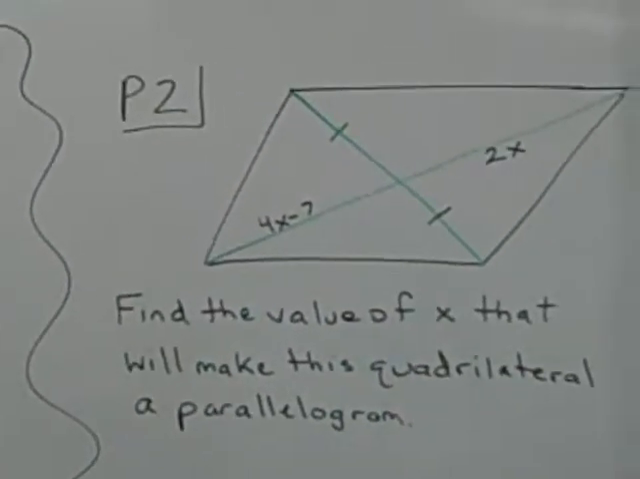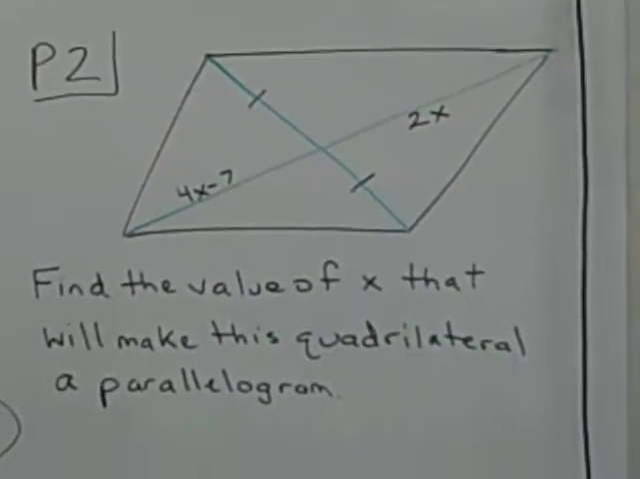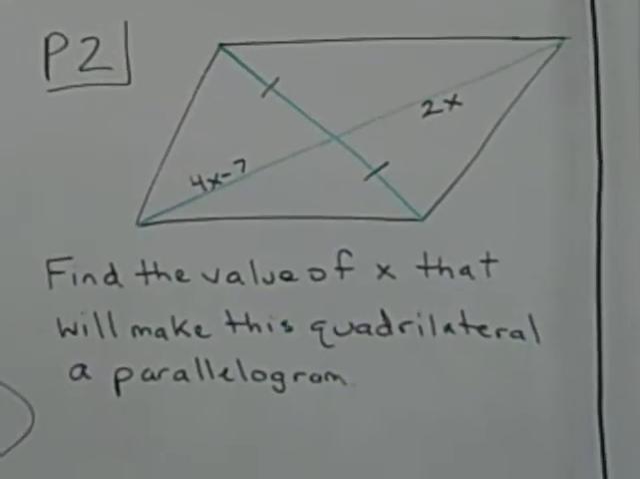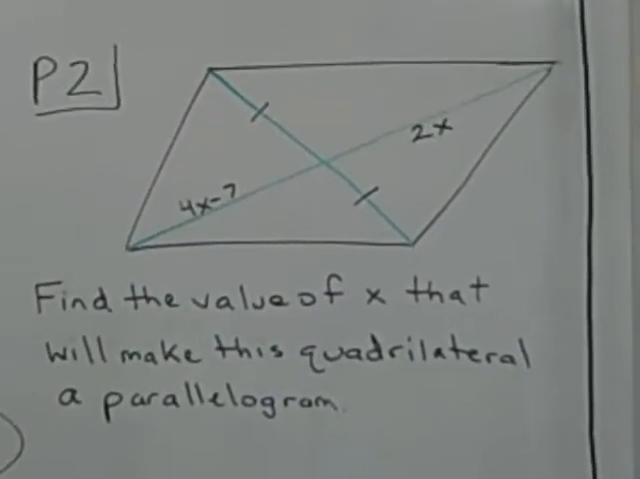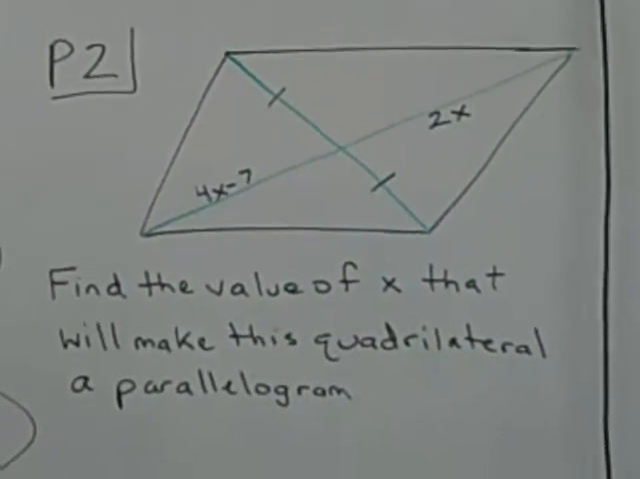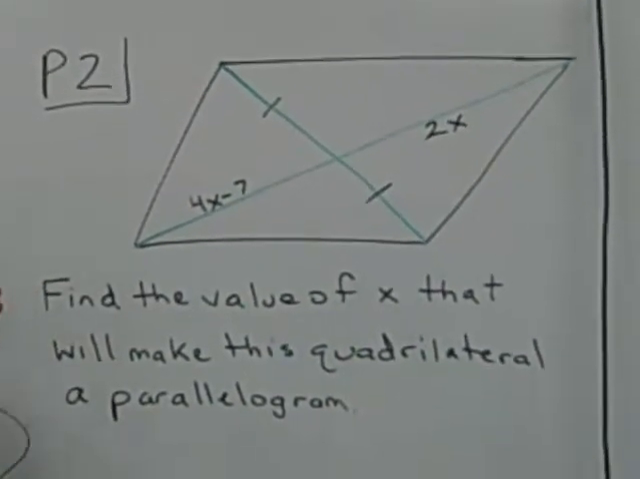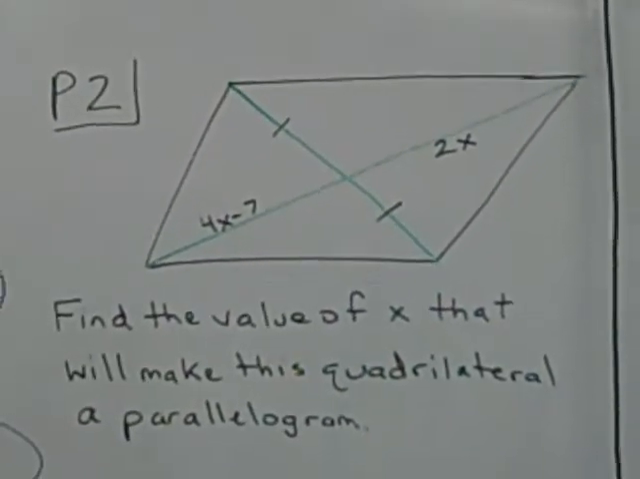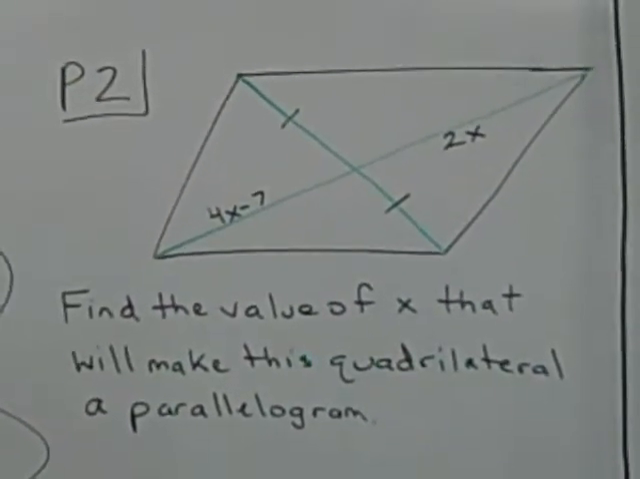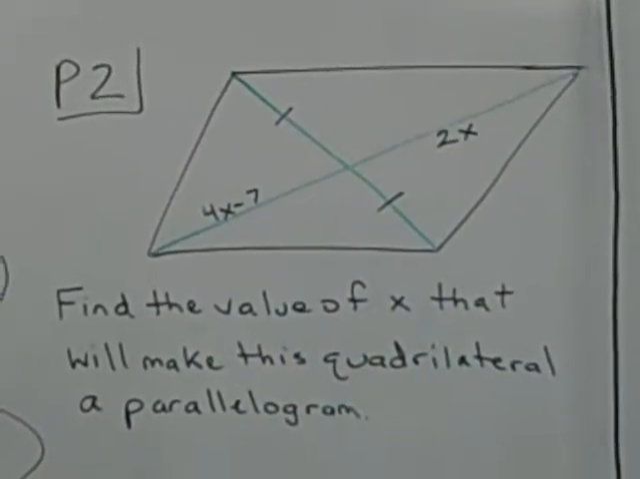Okay? Now, on number 2, we have this picture right here, and we have a question underneath. Find the value of x that will make this quadrilateral a parallelogram. Well, this picture looks very similar to the last picture we had on number 1 because we have diagonals involved. But this time we're talking about maybe doing some algebra to help us find the value of x.